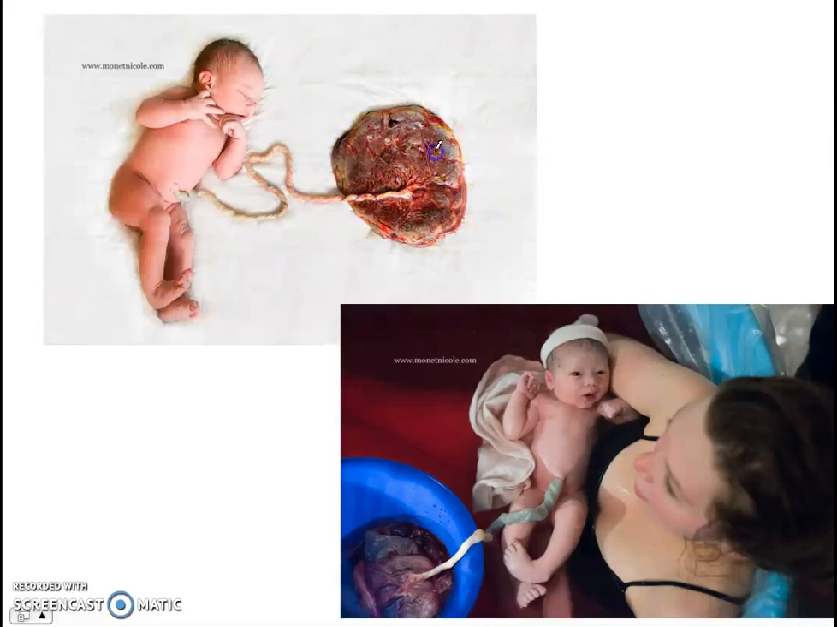Over here, you see the placenta. It is a mass of tissue, including blood vessels from both the baby and the mother together. And here is our umbilical cord. Of course, at this point, the baby is already out of the mother, so you don't see the amniotic sac or amniotic fluid.